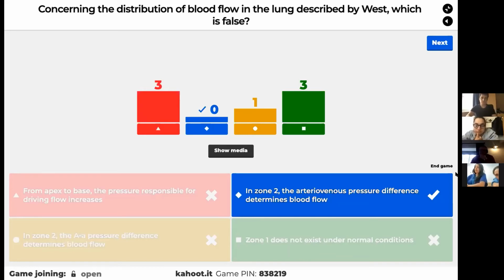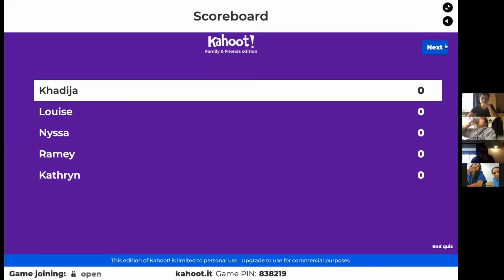There's quite a long explanation I've written on the PowerPoint, which I won't recite to you because it's quite dull for me to listen to. But effectively, as Joe was saying before about West zones, zone 1 normally doesn't exist unless there are very specific conditions that it occurs in. And then the flow, obviously, will change down the West zones themselves.